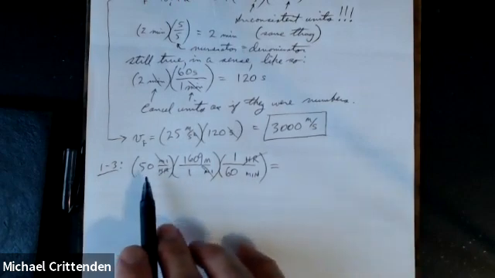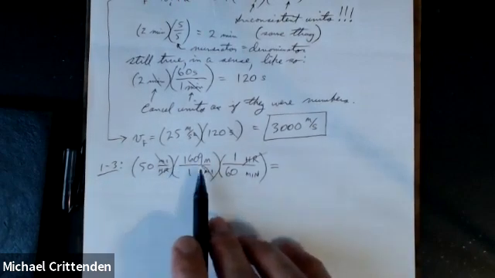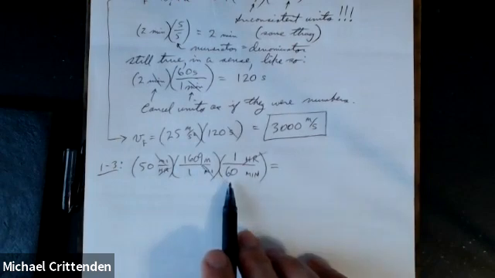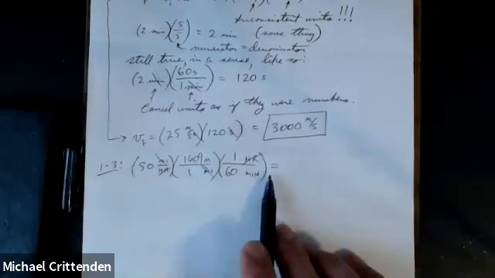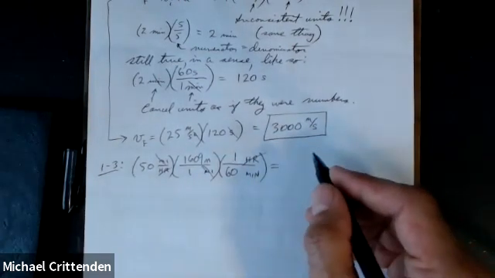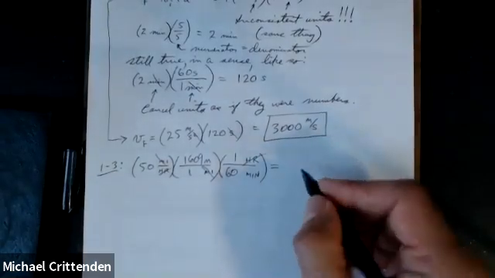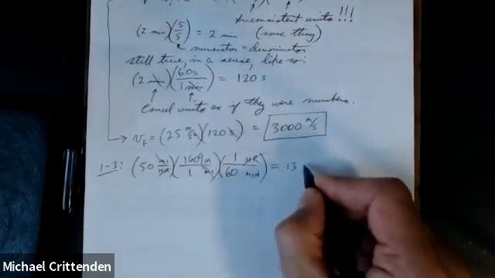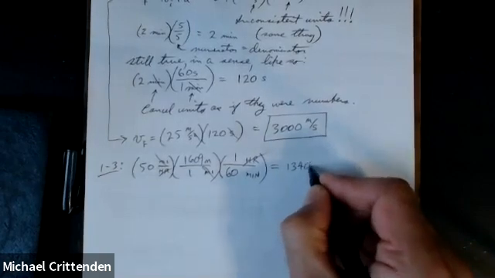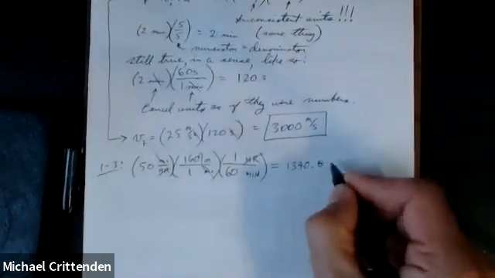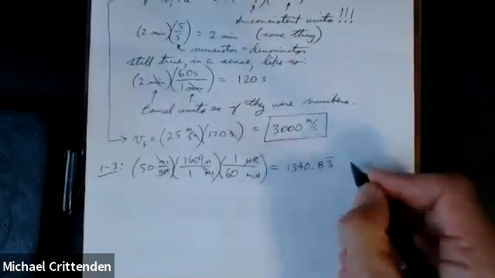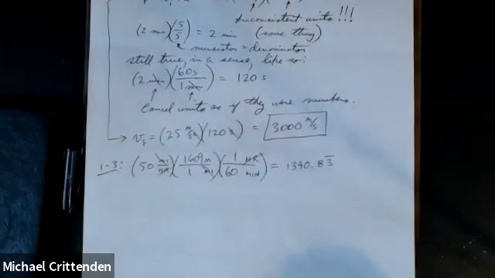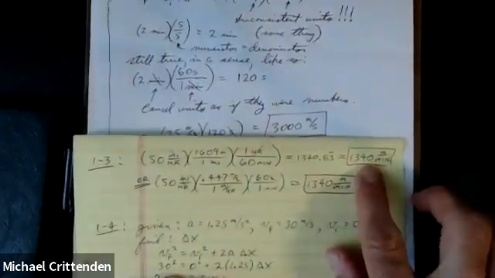You get your calculator, 50 times 1609 divided by 60. You press the equals button, and what it actually gives you is 1340.8 and then a repeating 3, which, as I put on this little yellow sheet here, rounds off to 1340.